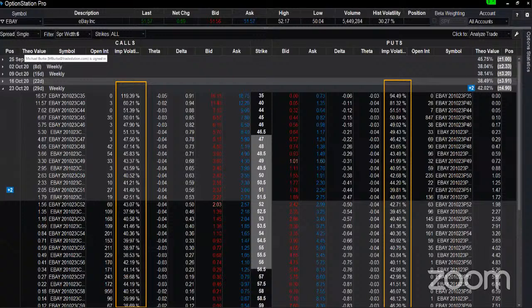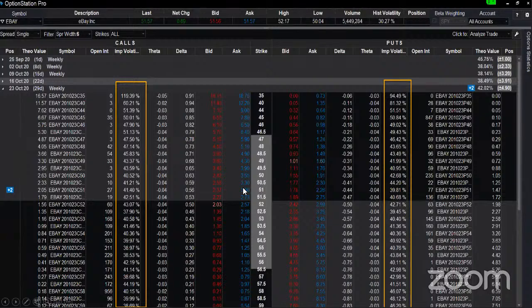So the first thing I want to show you is those raw implied volatilities in an option chain. So here, this is OptionStation Pro, I'm looking at eBay up here. This is the October 23rd expiration. You see the strike prices running down the middle, calls on the left, puts on the right. And I've highlighted these two columns. This is the implied volatility for each option based on that option price.